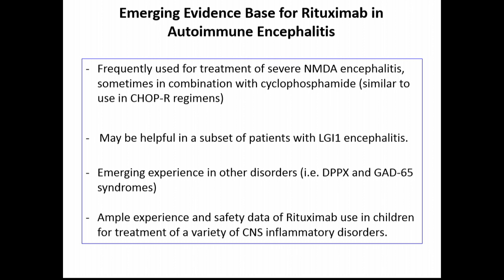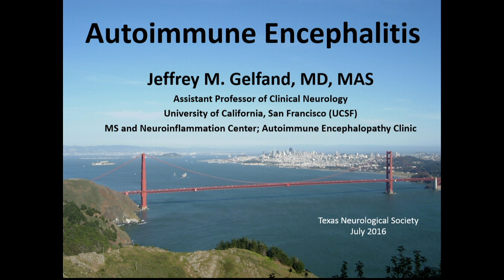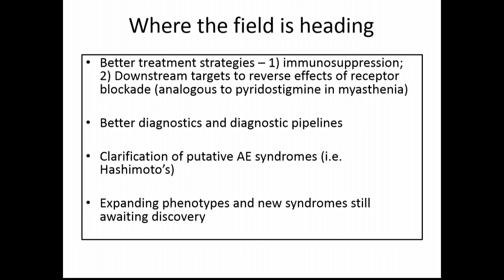There is an evidence base, especially in NMDA encephalitis. We've published a very mixed experience with LGI1 encephalitis, mixed because I think we've gotten there very, very late when we've done the rituximab. There's emerging experience for it in other disorders, and we're pretty liberal in using it when usual therapies aren't working. So in terms of where the field's heading, I think we're going to have better treatment strategies. We need to get at intrathecal inflammation, and we're not doing that with any of our strategies.